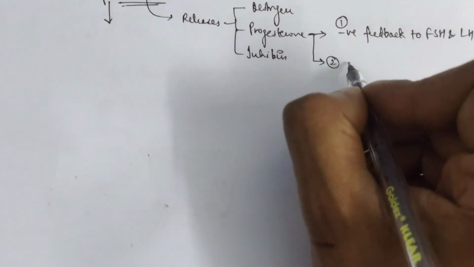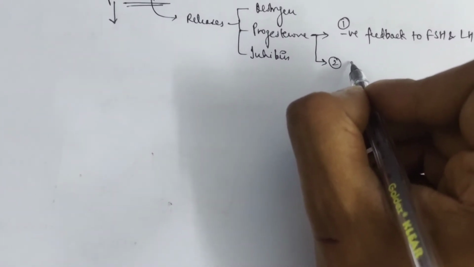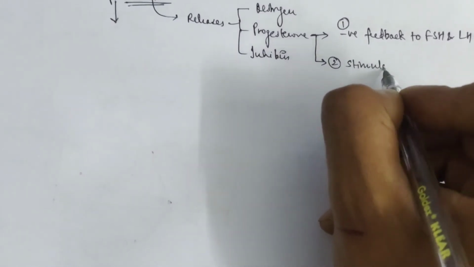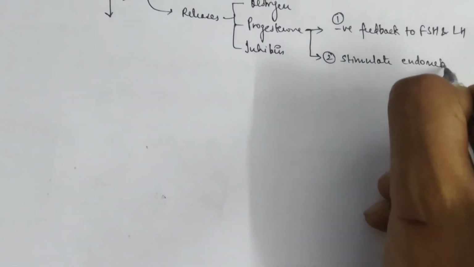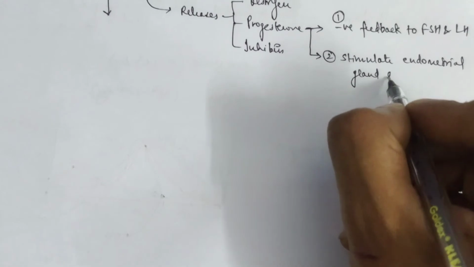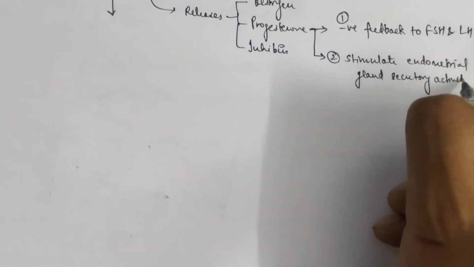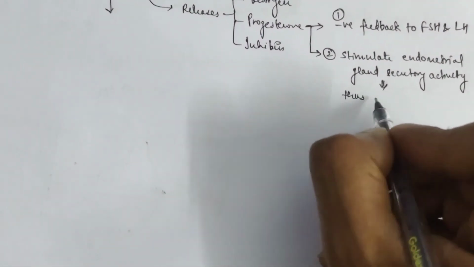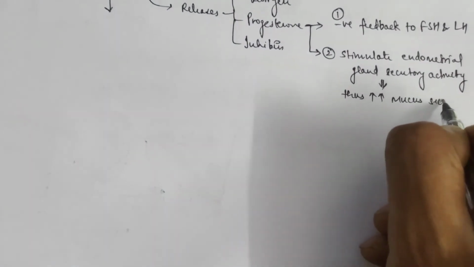First, it has a negative feedback on both FSH and LH, and as we know, in the luteal phase there is no need of the follicle stimulating hormone or the luteinizing hormone, so both of these hormone levels are decreased. What's the second function of the progesterone? The progesterone helps in the endometrial gland secretory activity. It stimulates the endometrial gland to increase the mucus secretion. What's the function of this mucus secretion?